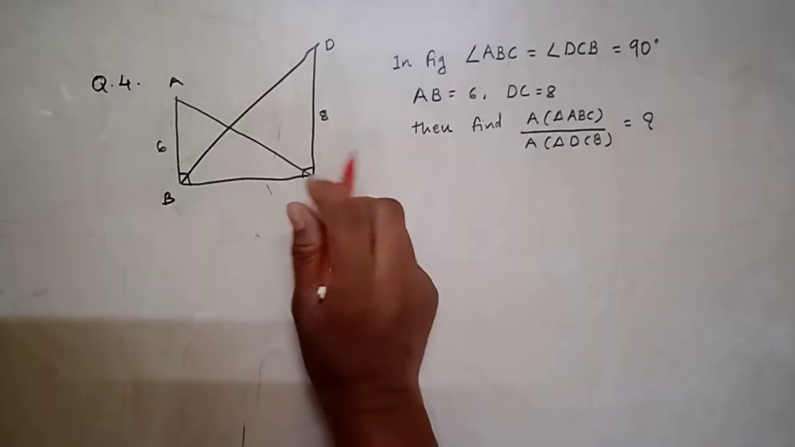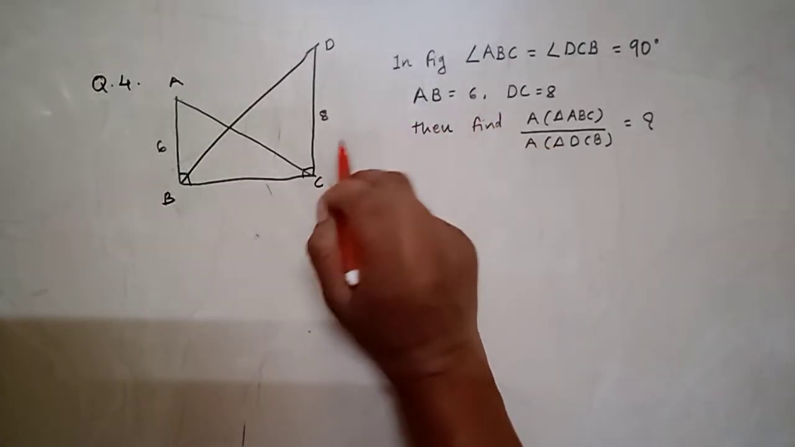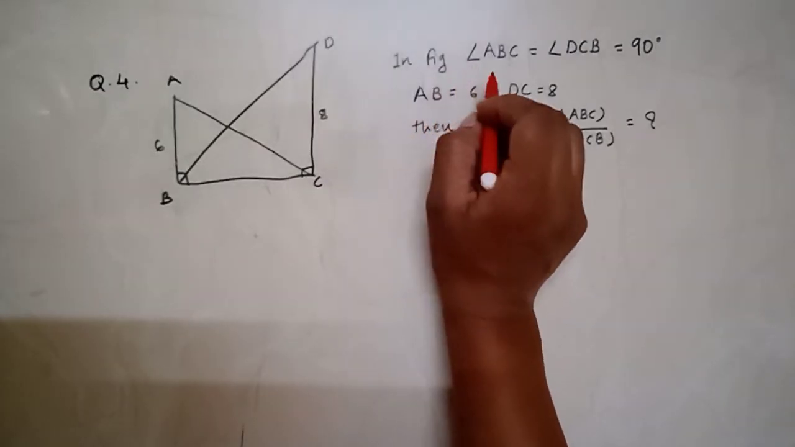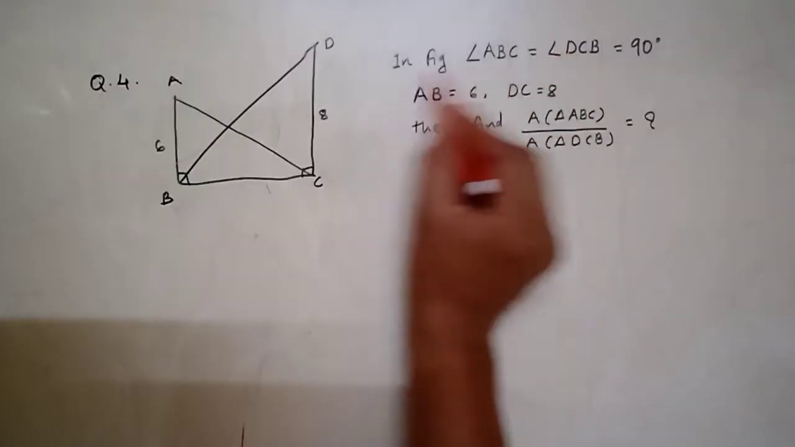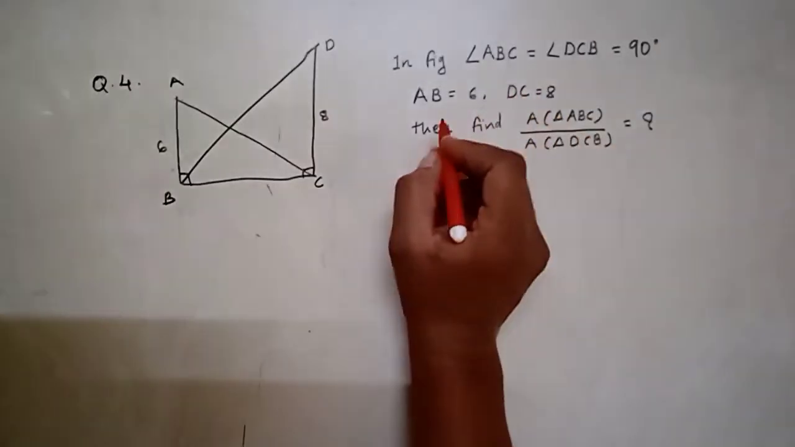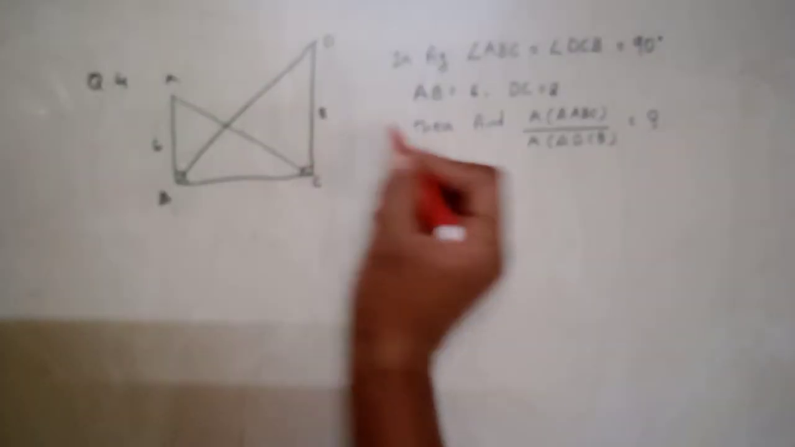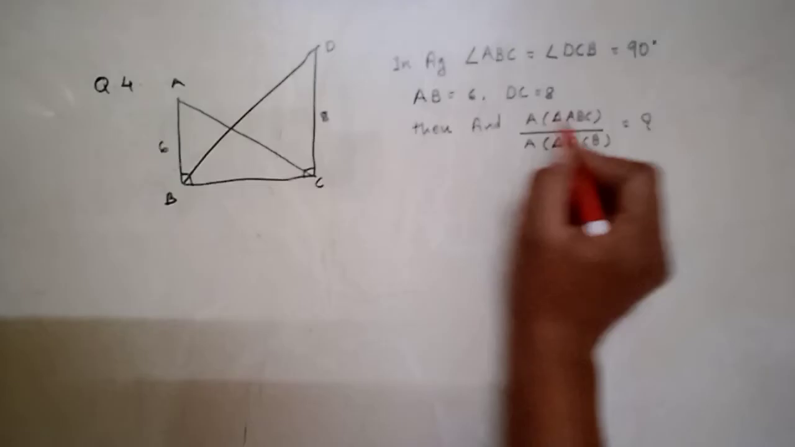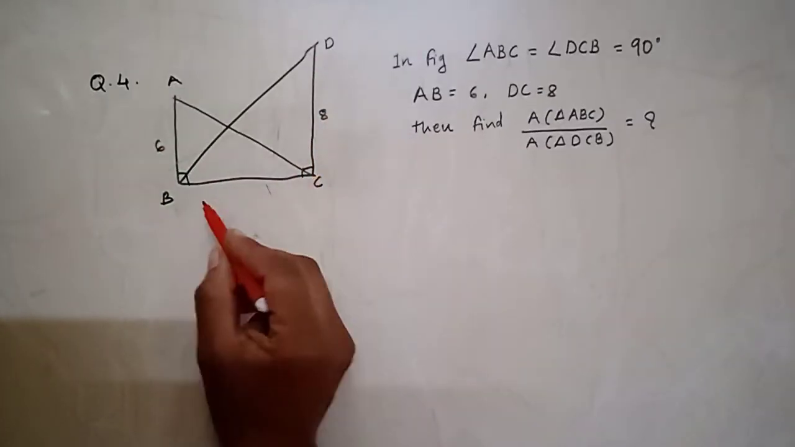ओके, टेक डाउन द क्वेश्चन नंबर 4. Here given is a figure. So in the figure, angle ABC and angle DCB are equal to 90 degrees. Okay, then AB is given here as 6 and DC is given here as 8. Then find area of triangle ABC upon area of triangle DCB.